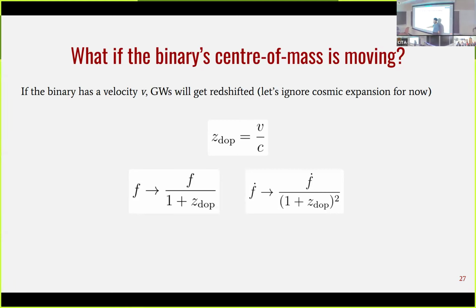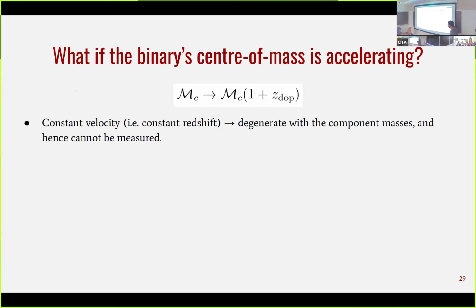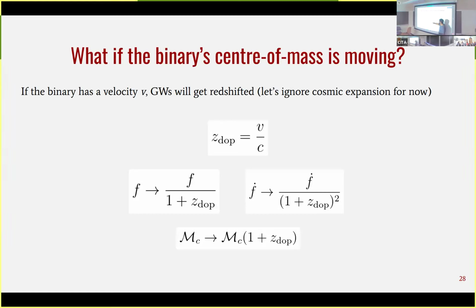The frequencies will get redshifted. The frequency dot will get redshifted by an extra square factor, and this is just due to the fact that there's a time dilation component on top of just the frequency. Okay, cool. So all fine here. And now if you put this f and this f dot into that formula for the mass scale, what you'll see is that the mass that you'll actually see in the detector is the actual intrinsic mass times 1 plus Doppler redshift. We refer to this in the community as the redshifting of mass, although it's not really the mass that is getting redshifted, it's the frequencies that are getting redshifted.